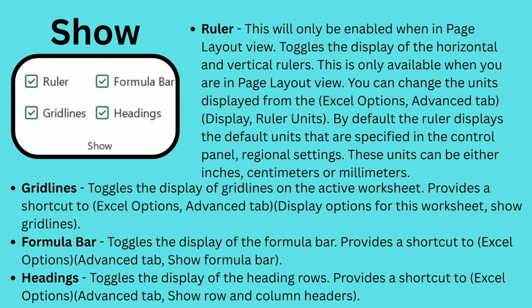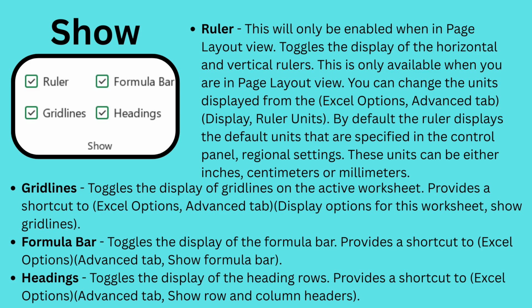There are 4 sub-features in the show feature. Ruler. This will only be enabled when in page layout view. Toggle the display of the horizontal and vertical rulers. This is only available when you are in page layout view. You can change the units display from the Excel Options Advanced tab, Display, Ruler Units.